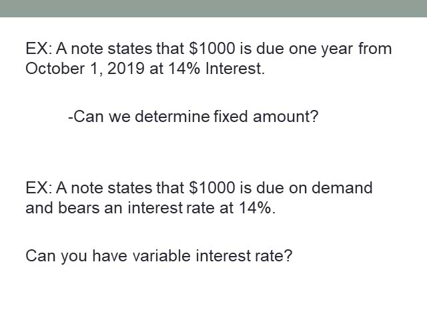Can you have a variable interest rate? You can. It doesn't destroy negotiability because you'd be relying on different rates of index. But we would be able to determine what that rate is when it becomes due. Then we can make the calculation, as long as we can determine a fixed amount.